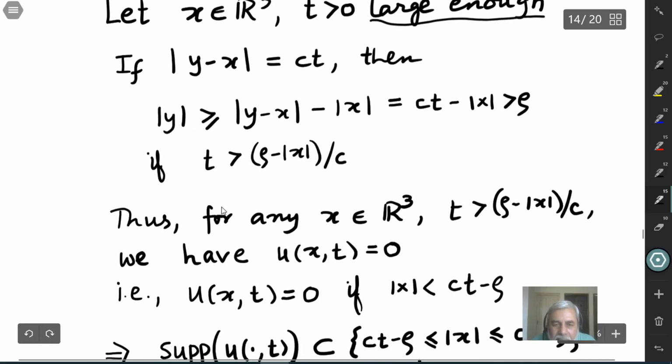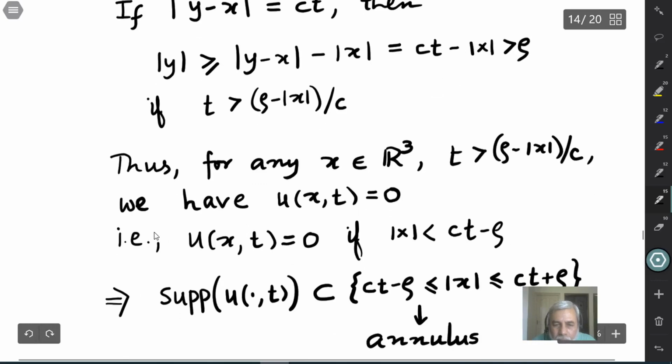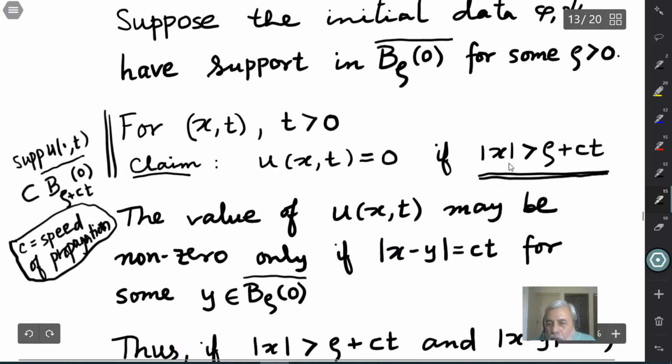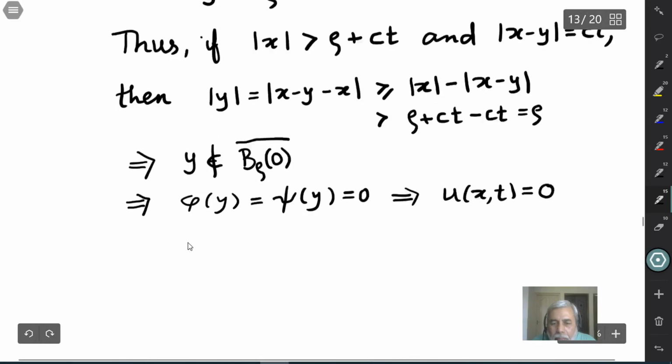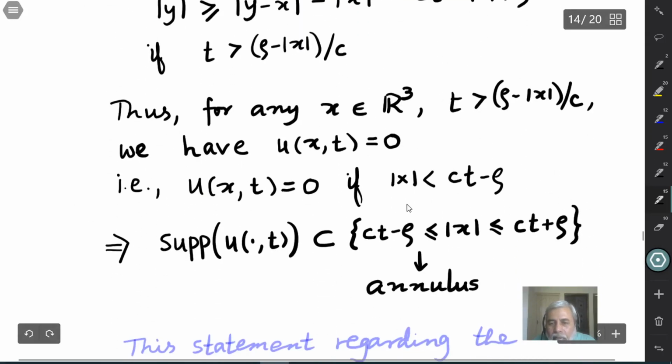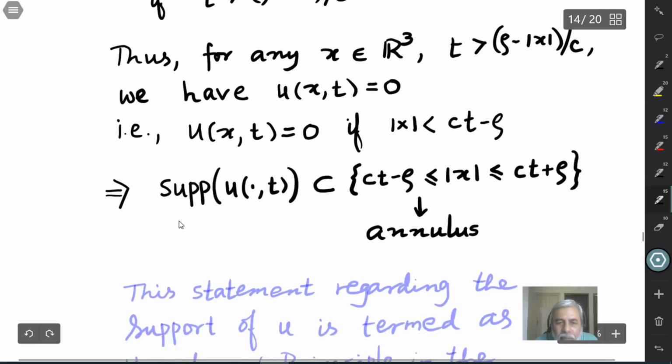And so that is what we write here. Thus for any x in R3 and t bigger than (rho minus norm x)/c, we have u(x,t) equal to 0. So first we proved that for any t positive, u(x,t) is 0 if norm x is bigger than rho plus ct. And now we have proved that if t is large enough, u(x,t) is also 0 if norm x is less than ct minus rho. So for t large enough, the support actually lies in this annulus.